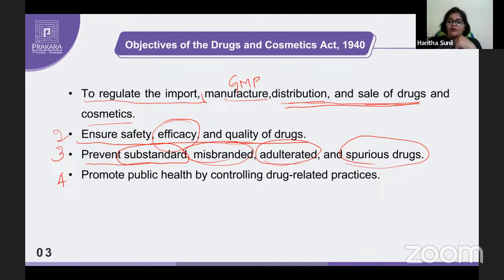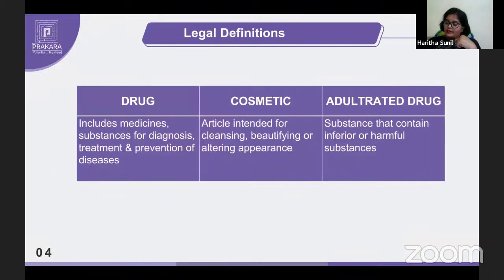Okay, so we have all these four objectives of the Drugs and Cosmetics Act, right? And then moving on to the next slide, it is the legal definition. So, as per the Drugs and Cosmetics Act, what are the legal definitions of various words? The first one is the drug. Generally, we, the pharmacy people or people who have knowledge about drugs, know that drug means medicine, which has a therapeutic activity. It is called a drug.